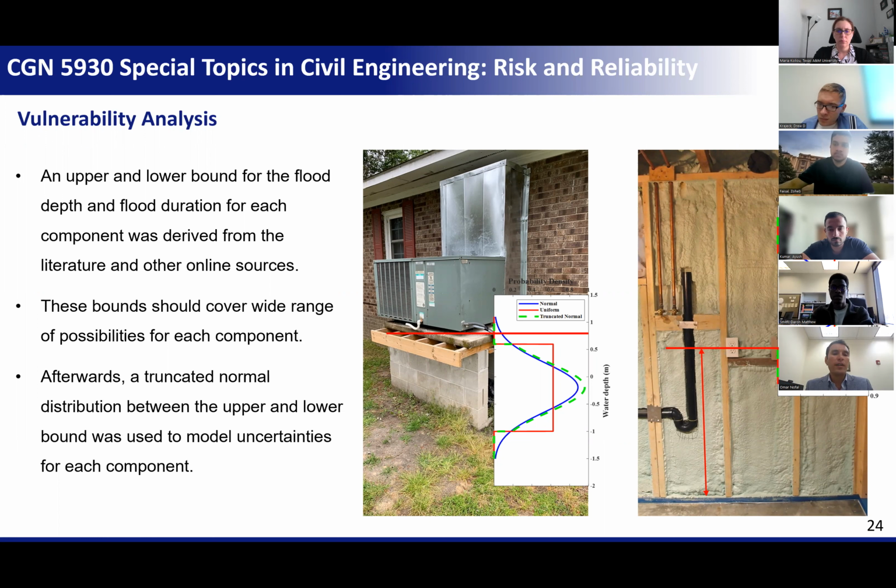So we identified an upper and lower bound of the elevation of these components. The same thing applies to a TV. A TV could be on a table or mounted on a wall. The table can be 2 feet from the ground, or mounted on a wall at 4 or 5 feet from the ground. So we identified an upper and lower bound for the elevation of these components, and we developed a truncated normal distribution, and then we used Monte Carlo simulation to identify the failure probability of the component at different flood depths.